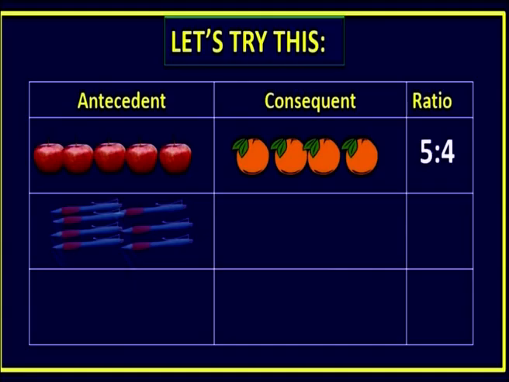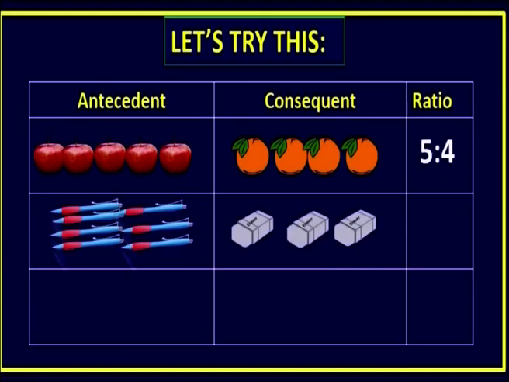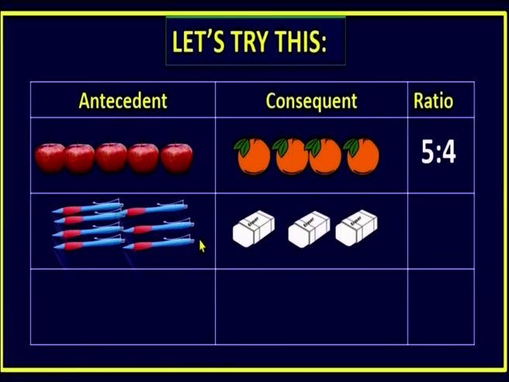Now, take a look at this also now. So, there are some pens and erasers. Now, how many pens are there? Yes, you have 7 pens. And how many erasers are there? 3 erasers. That means 3 is consequent and 7 is the antecedent. Now, what is the ratio children? Absolutely right. That is 7:3.